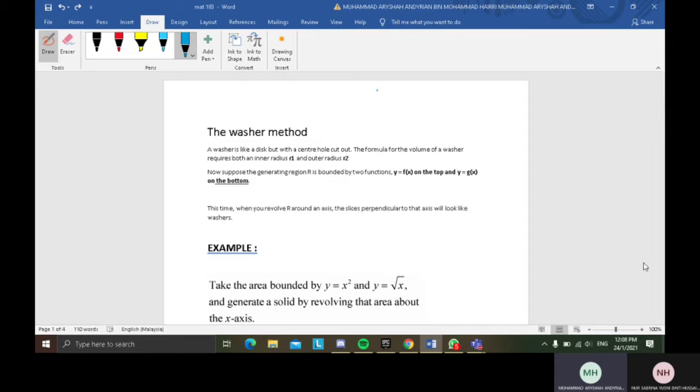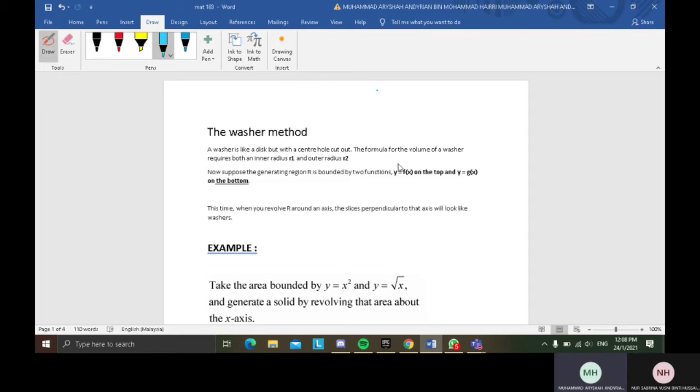So for our next topic in the chapter application of integration is the washer method. A washer method is like this. So this one is the disc and this one is the hole. So like a disc and a hole.